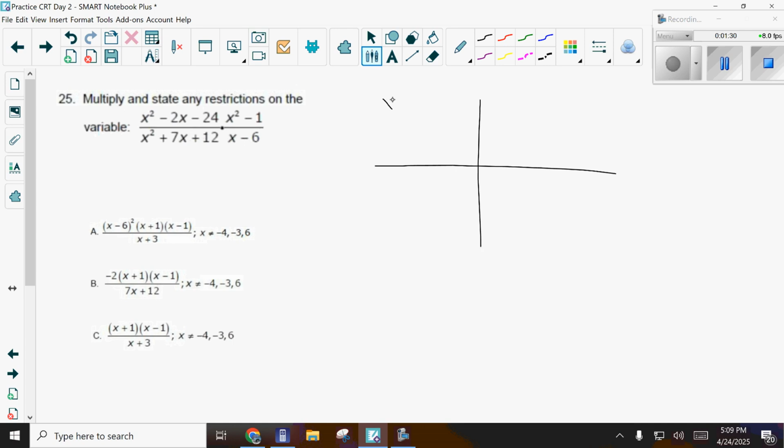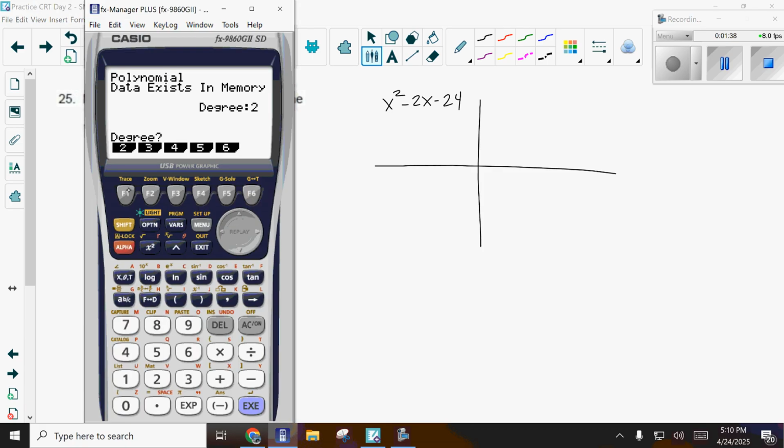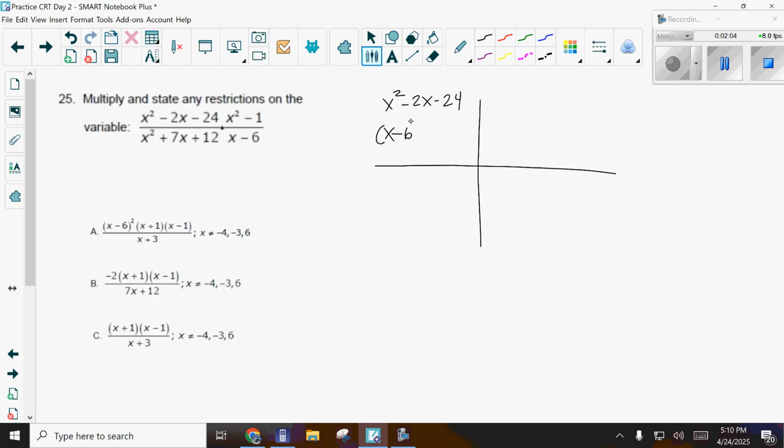So for the first one, if I have x squared minus 2x minus 24, you can do that one in the solver. So if I go into my solver, degree 2, we'll put in 1, negative 2, so not 2 negatives, and negative 24. And then we hit enter. Now we don't want the solution, so these are solutions that we're looking at on the calculator, so we've got to switch the signs. So this would be x minus 6, and the other one would be x plus 4.